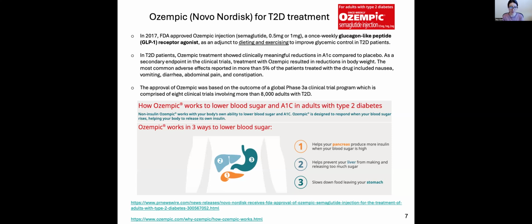First, Ozempic helps the pancreatic beta cell to produce more insulin when the circulating glucose level is high. Second, it helps prevent the liver from making and releasing too much sugar. This is for non-biology majors, right? For you all biology majors, you know that means it prevents hepatic gluconeogenesis after a meal. And third, it slows down food from leaving one's stomach.